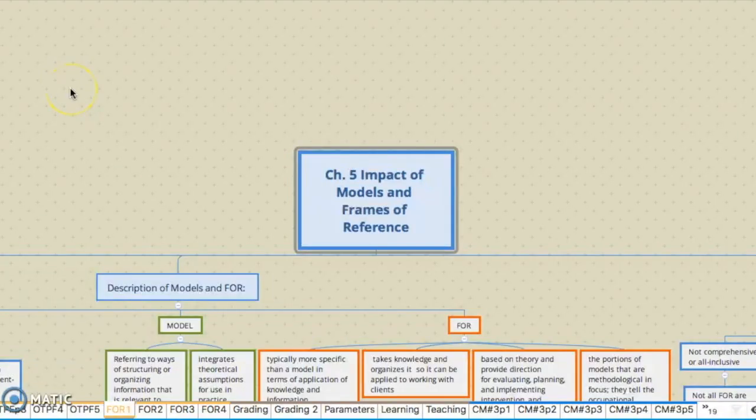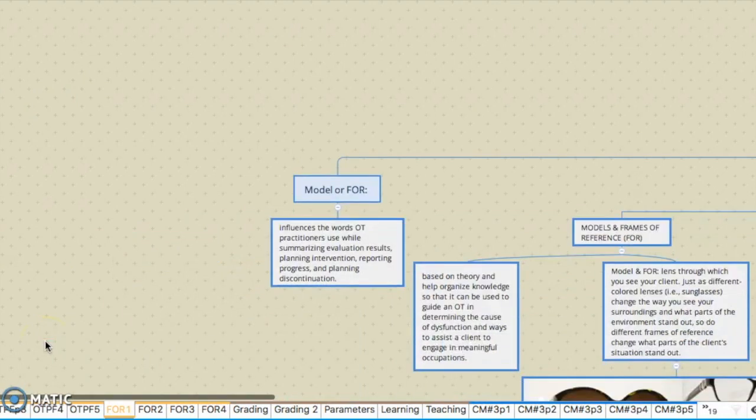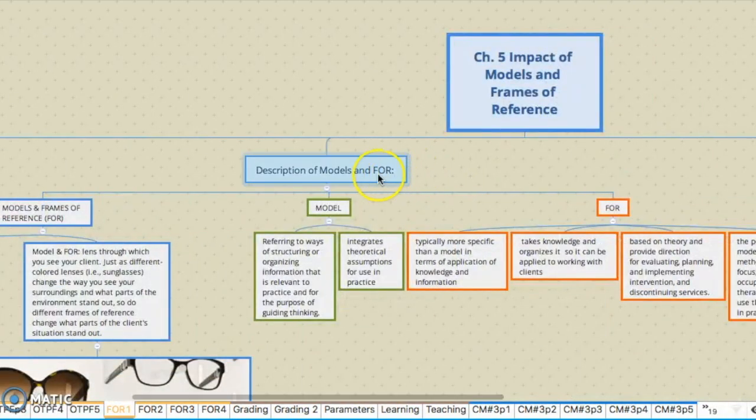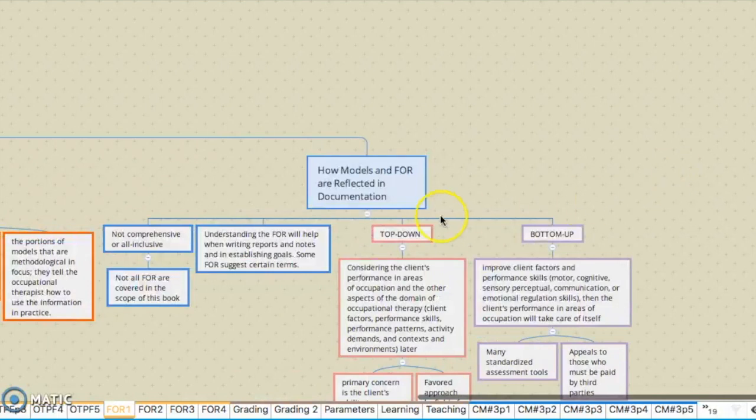Next component on our portfolio is focused on Chapter 5 of our Sames book, which is focused on models and frames of reference in occupational therapy. First, we have defined model and frame of reference. We have the description of the models and frames of reference, and how they are reflected in our documentation according to top-down approach and bottom-up.